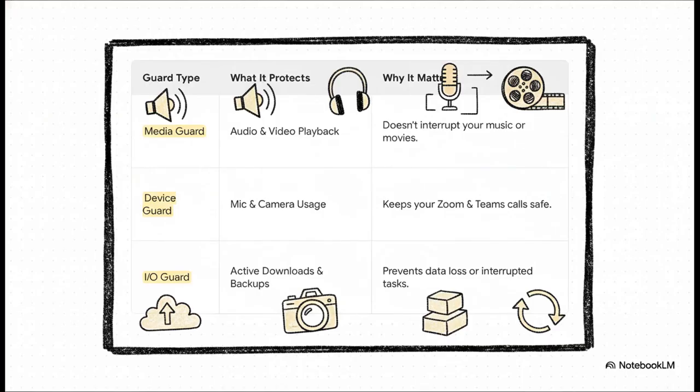And this is where Aion's smarts really shine. See, it's not just about what it quits, it's all about what it protects. The media guard sees you're listening to Spotify or watching Netflix and knows to leave it alone. The device guard knows your mic and camera are on for a Zoom call, so it won't touch that app. And the network guard, it protects your active downloads and backups. This is how the app really earns your trust.